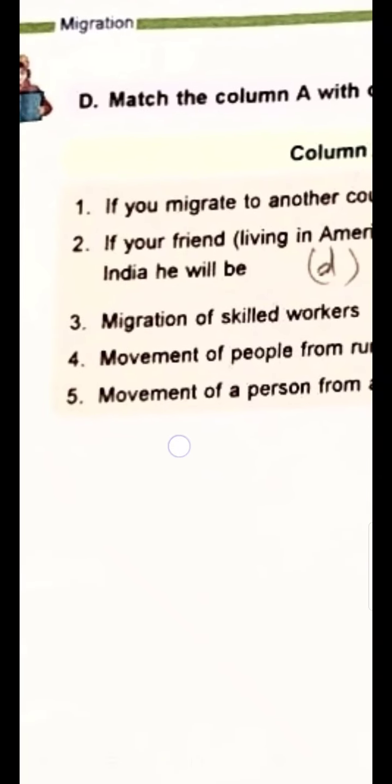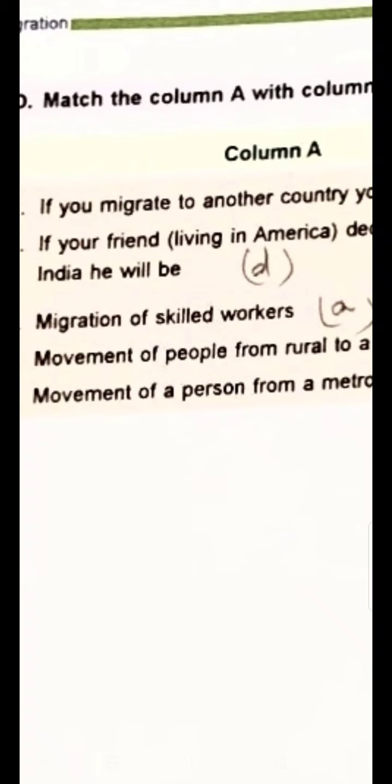Next one, if your friend living in America decides to migrate to India, it will be immigrant. D is immigrant. Next, migration of skilled workers is brain drain, A. Next, movement of people from the rural to metro city is rural to urban migration, B part. Rural to urban migration, B. Next, movement of people from metro to village, it will be C, and it is the fifth one. The answer is C. It is urban to rural migration.